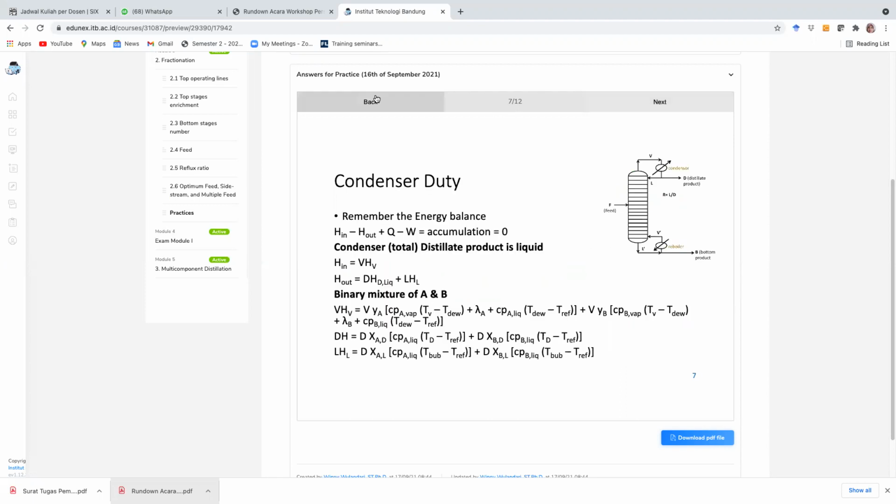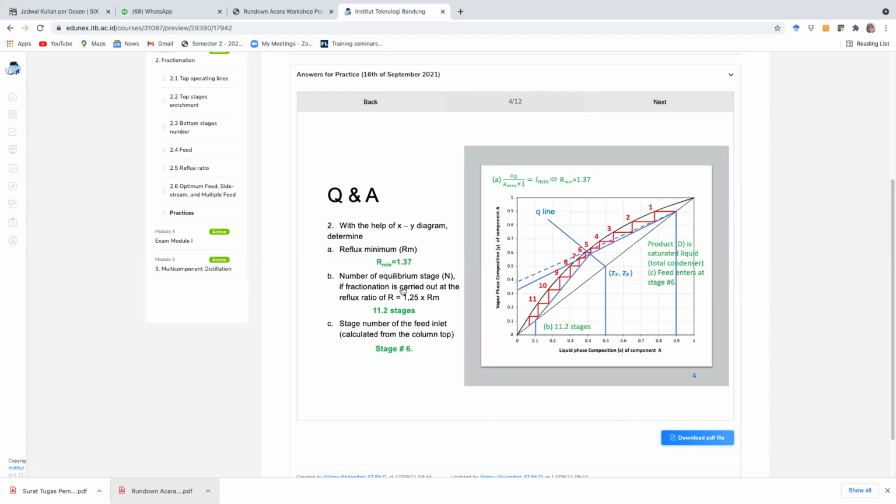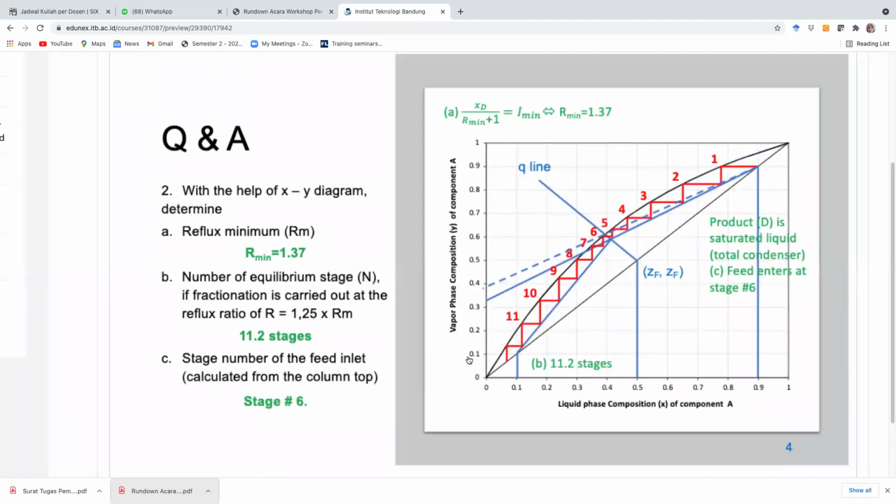And anyway, back from here, the stages is 11, more than 11, yeah. Here there are two types of comments, yeah. First one here, Bu Grace said that it is 11.2, but I rounded it up to 12. Okay, which one is correct? It depends on how you see it, yeah.